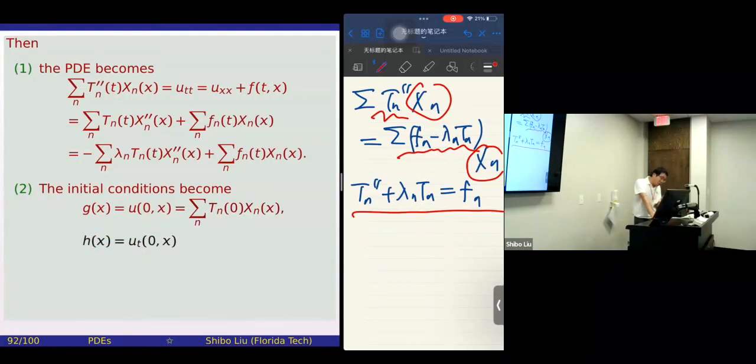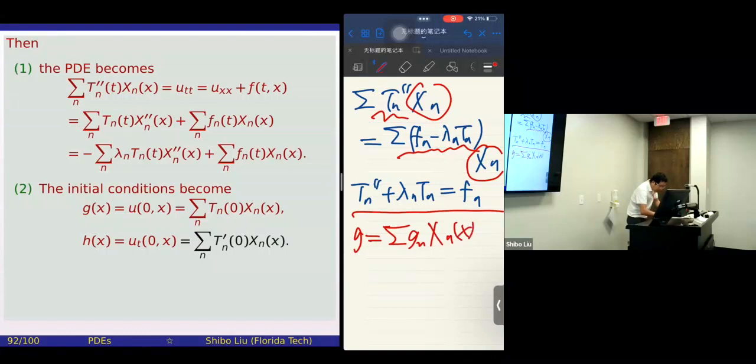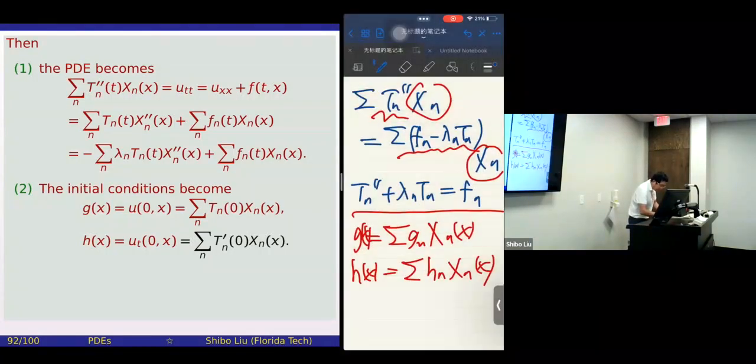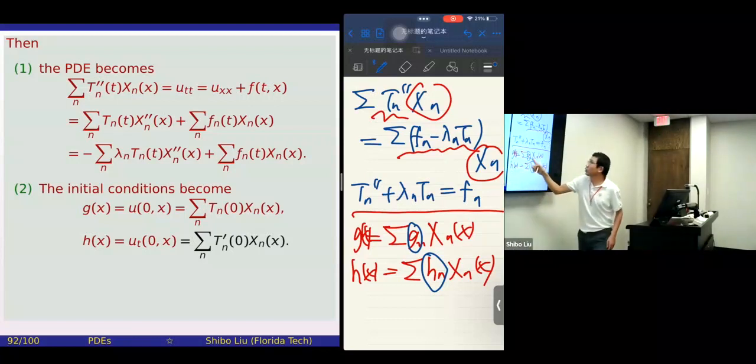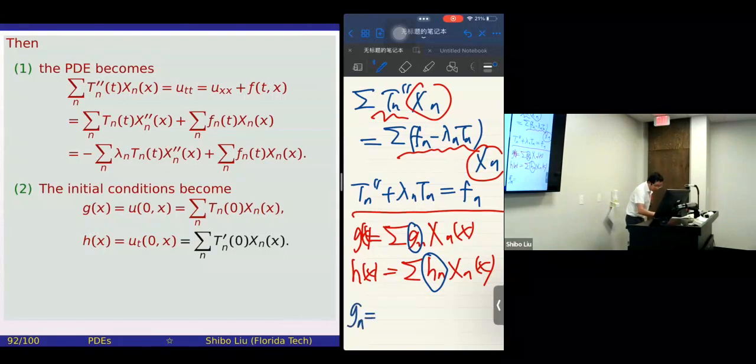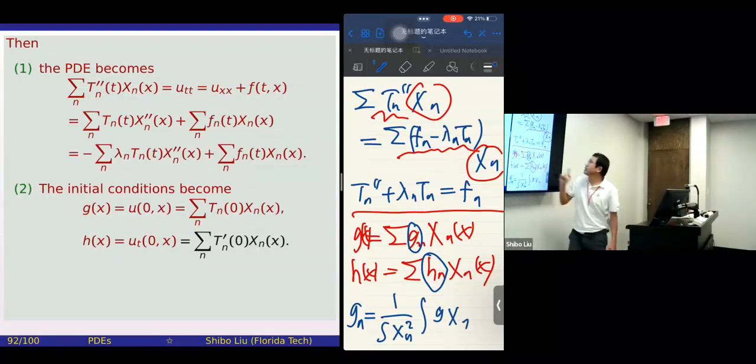We consider another initial condition, the initial velocity. Similarly, ut 0x equals h, t implied 0, right? But we know that g equals sum of gn xn x, and hx equals sum of hn xn x, and the coefficients of gn and hn can be computed by integrating some function related to g and h. G and h are given, therefore the coefficients gn and hn are also available. For example, your gn is maybe the integral of xn squared times gxn. We have an integral expression for the coefficient, right? So the gn and hn are available.